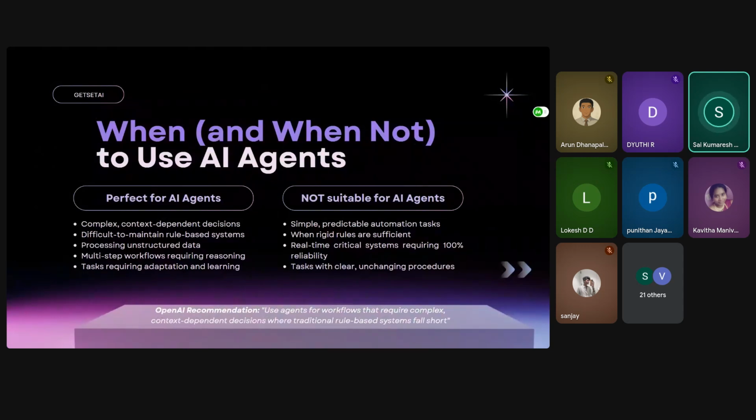Not suitable for agents are simple, predictable automations. Basic things we need not go for an AI agent for, and rigid rules are sufficient. Basically, if we can put some rules and some if else statements, that is fair.